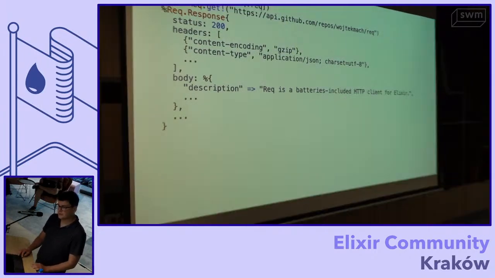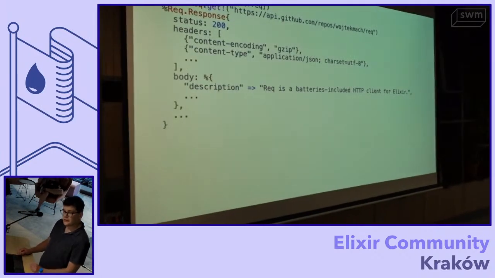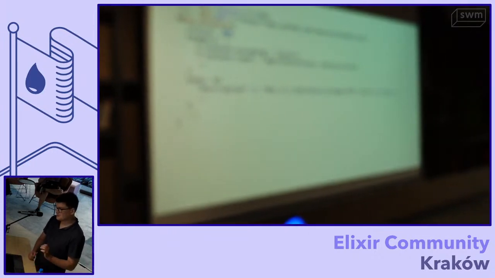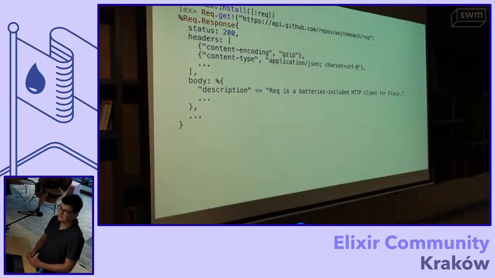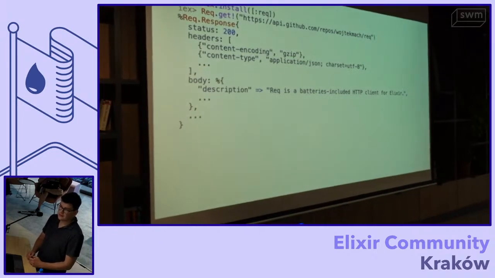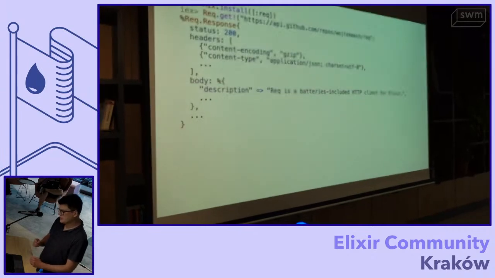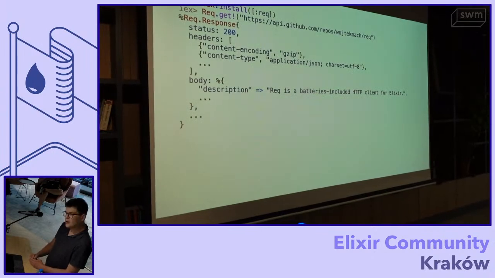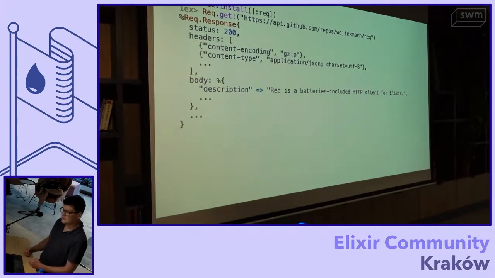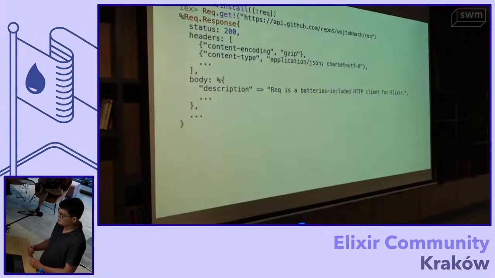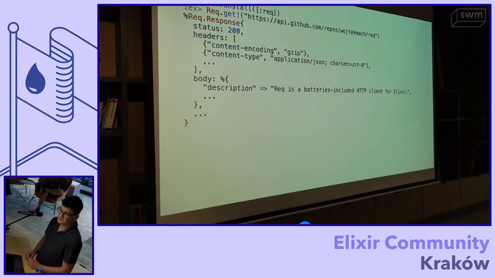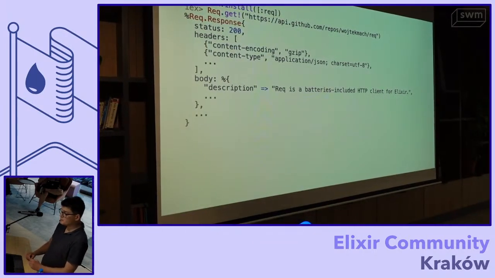So here we got the HTTP status 200 OK. We got a bunch of headers. It's more than these two, I chose these two for a very particular reason. And we got the HTTP body. The first header I chose to show is content-encoding, which means that over the wire, the server sent the response compressed using this algorithm, gzip. And when Req sees this header, it will automatically decompress it.